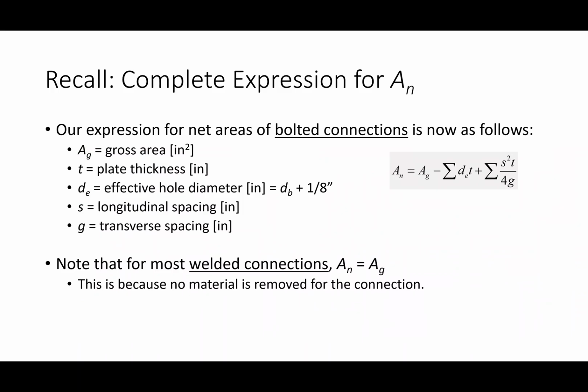Here is our complete expression for net area, and we are going to use the complete expression today because we are going to have stagger in our example. We have gross area minus the area loss due to the presence of bolts, plus any necessary stagger factors. To get the hole diameter, we take the bolt diameter and add 1/8 of an inch, because we're adding 1/16 twice, one for erection tolerance and one for damaged material.